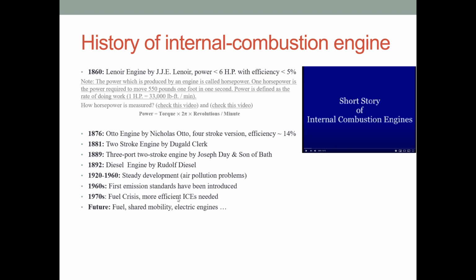Between 1920 and 1960, there was some steady development in the history of the internal combustion engine. But the problem of air pollution arose at that time. So they started to work on standards for emissions and emission control of the internal combustion engine in 1960. And of course, a fuel crisis occurred, and more efficiency of the internal combustion engine was needed because people started to use internal combustion engines more often, and that started in 1970.